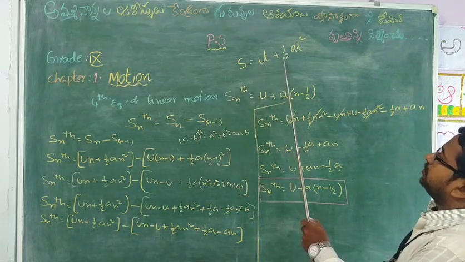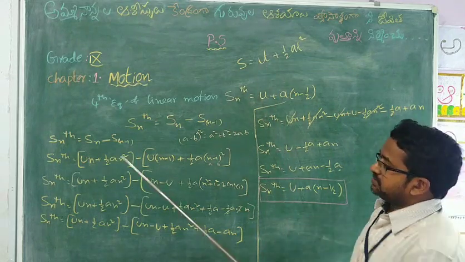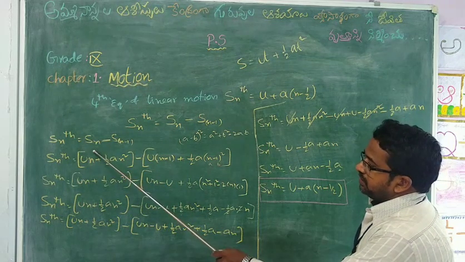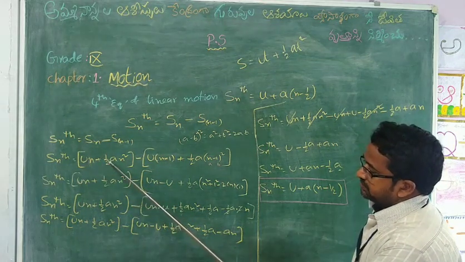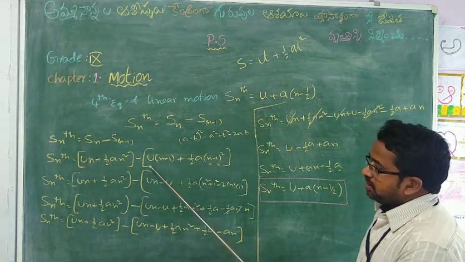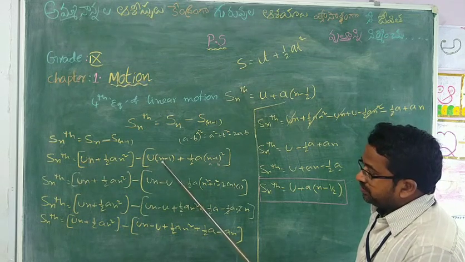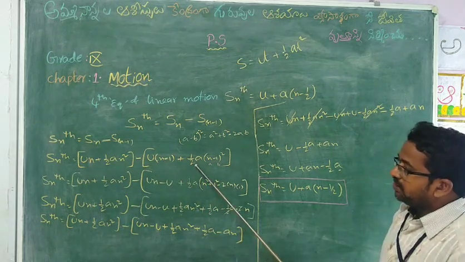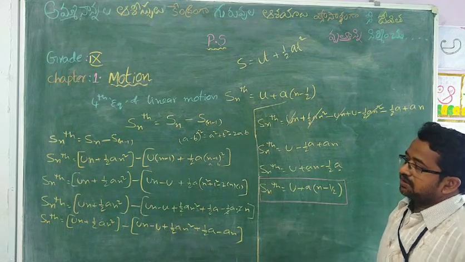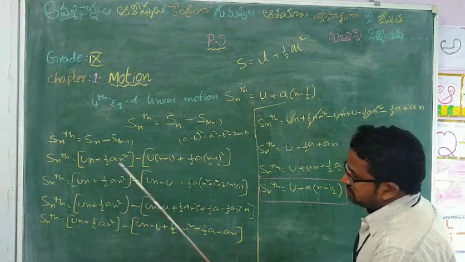So simply substitute those values with the help of the second equation of linear motion. The second equation of linear motion is s is equal to ut plus half a t square. But instead of t, we are having n. So un plus half a n square. Here also u into n minus 1, instead of t, we are having n minus 1, plus half a into n minus 1 whole square. Simply substitute those values and simplify.